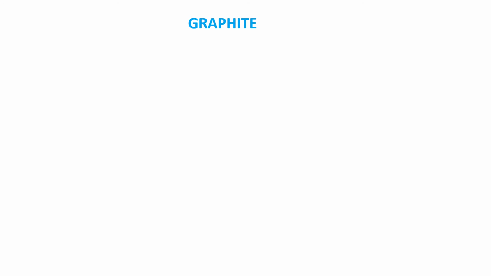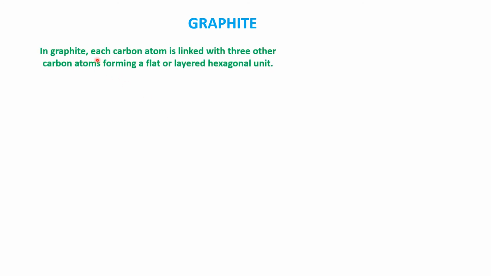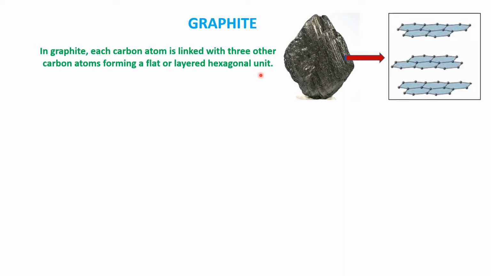Next one is graphite. In graphite, each carbon atom is linked with three other carbon atoms forming a flat or layered hexagonal unit. Now, at the molecular level, in graphite, one carbon atom is directly linked with the other three carbon atoms and it will form a hexagonal planar structure, and it will form a layer. And in graphite, there are many layers present.